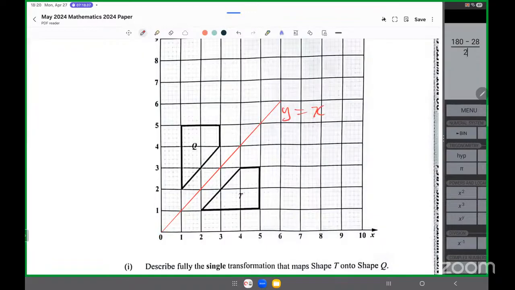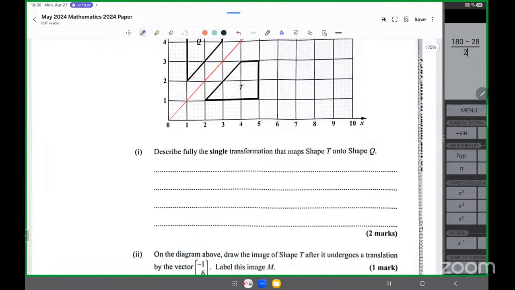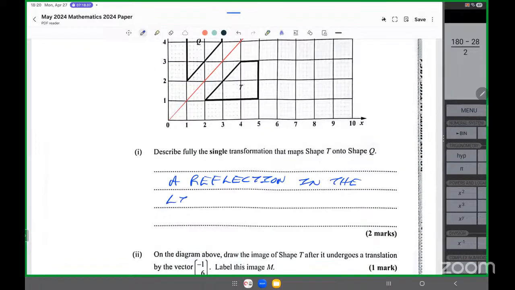So it's a reflection in the line y equals x. Good? It's a reflection in the line y equals x. So the transformation is a reflection in the line y equals x. And you can't just say reflection.